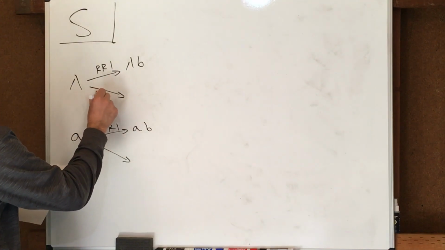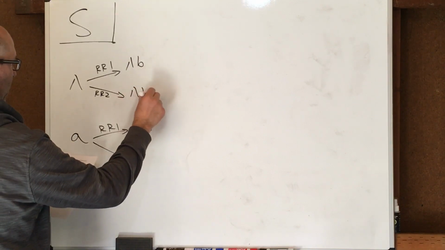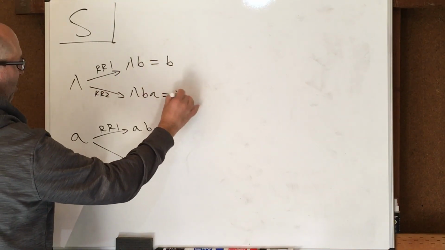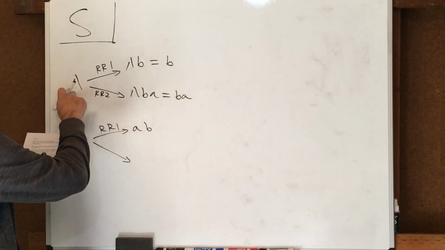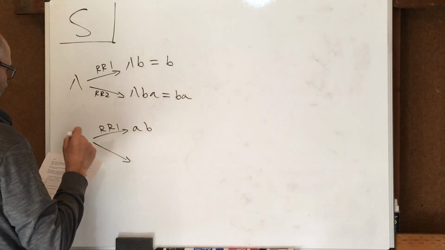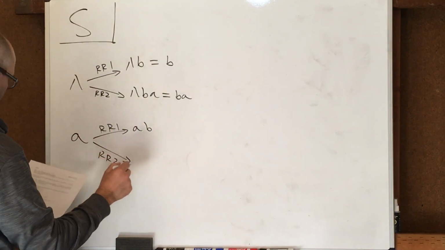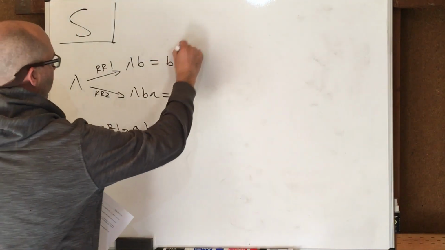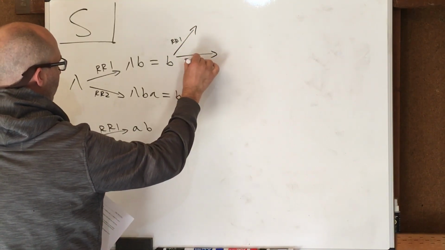Recursive rule 2 applied to lambda gives you lambda ba. Now, remember lambda is the empty string, so that just gives you b and ba there. Recursive rule 1, that's our x, then puts x with b. You put x with ba. Here we put x with b, and recursive rule 2 gives us a with ba. Then each of these again, we'll apply both of the recursive rules again.